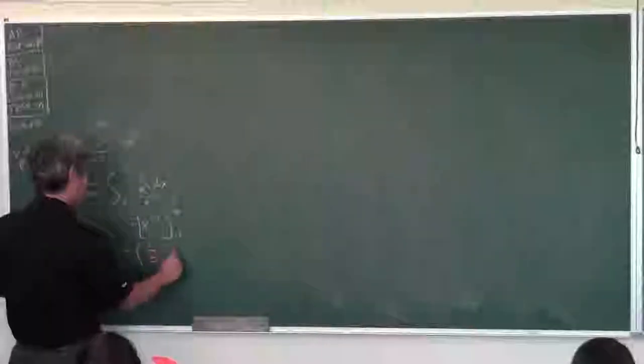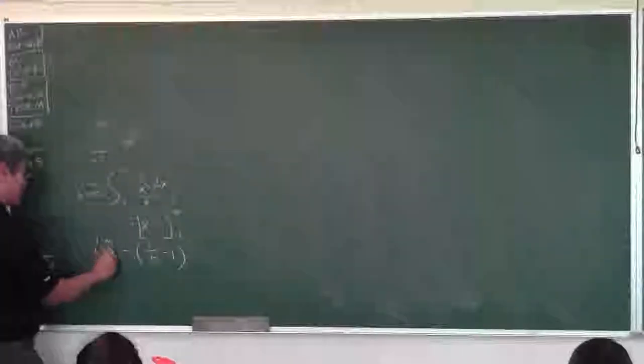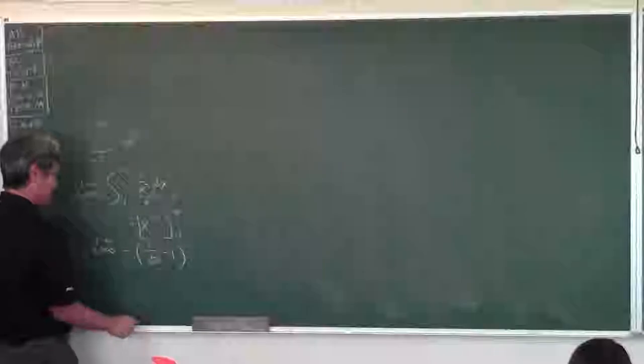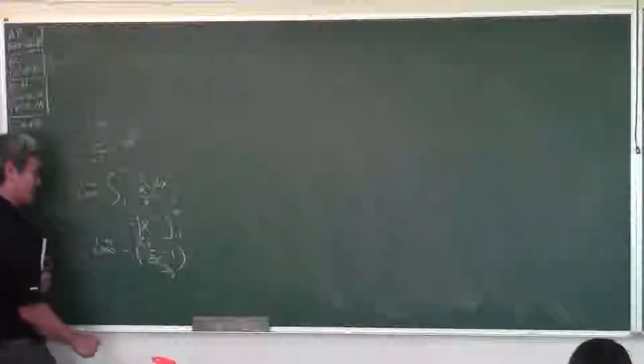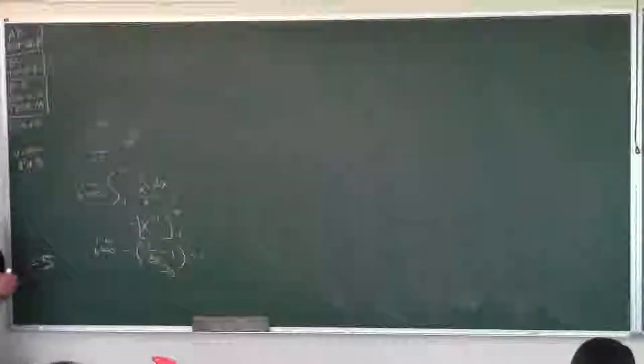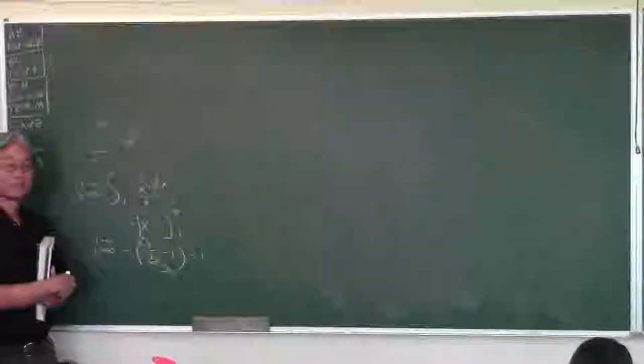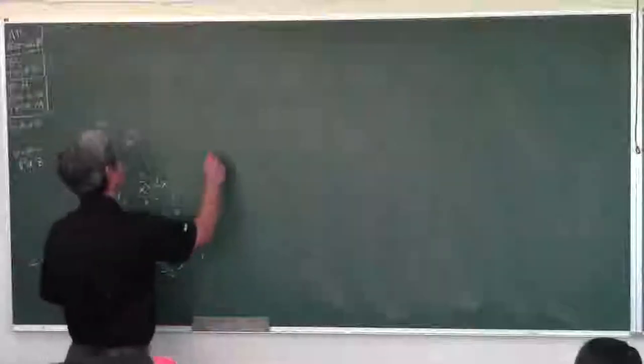You plug in the top number, plug in the bottom number, subtract. Now, let's take the limit. As b approaches infinity, what happens to this? Zero. That goes to zero, therefore the whole thing goes to one. So it converges to one. Since this one converges, that one converges. Either they both converge or they both diverge. Okay, let's do another one.